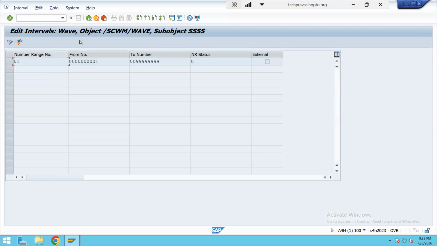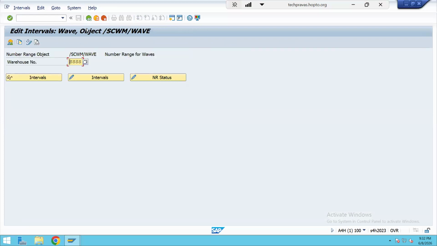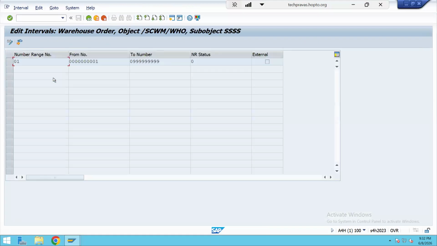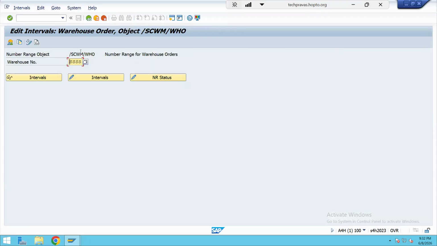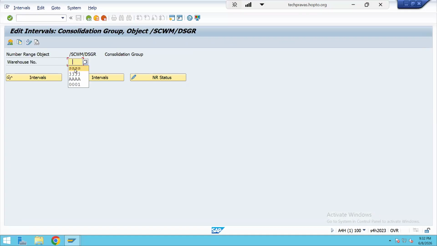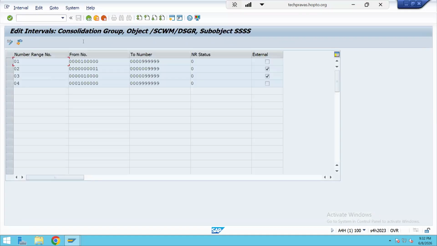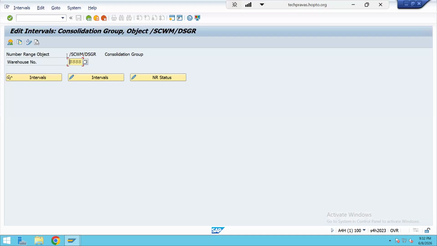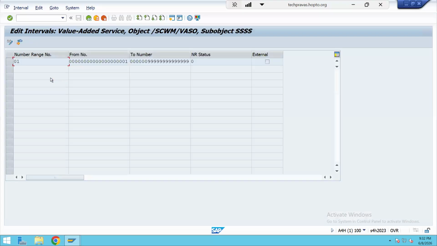Triple S, interval defined. Then we'll go to the third one. Defined, it is there. Check, all are there, I think. Anyway, if at the time of process it is throwing an error, we just need to go here and copy.